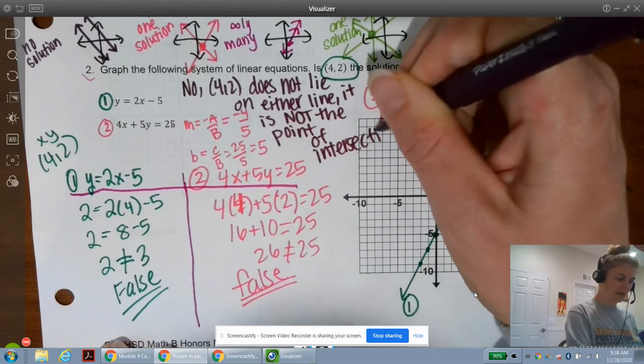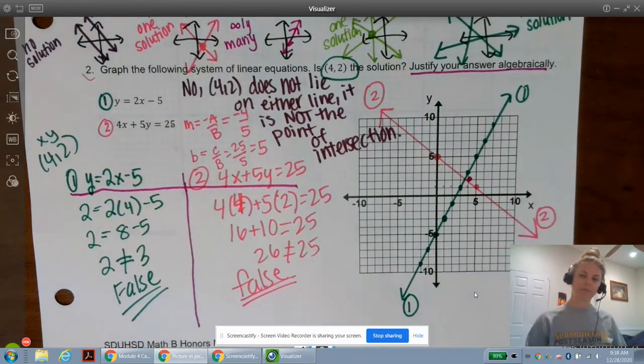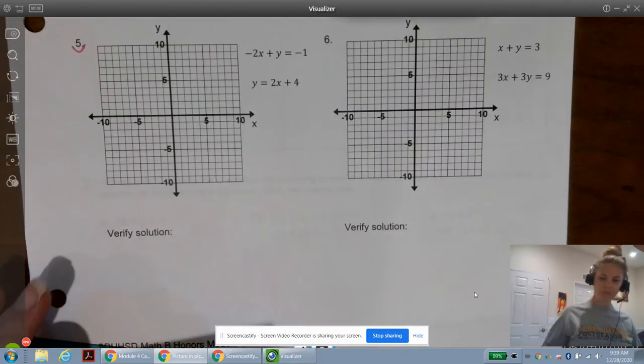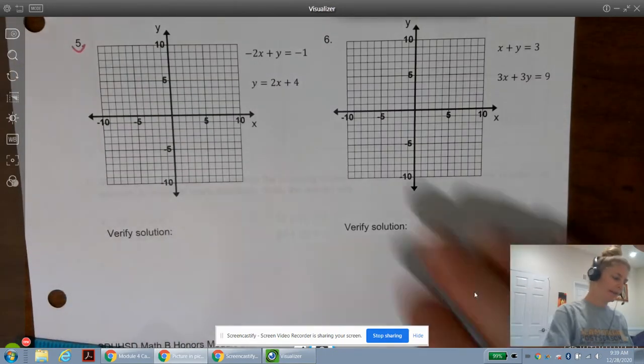So as you can tell, some systems, if the point of intersection are integers like 4 comma 2, negative 8 comma 3, the solution can be found graphically. However, not all systems can be solved graphically, and that's what we'll be getting into as we continue with our module. Okay, so let's take a look at the next page.